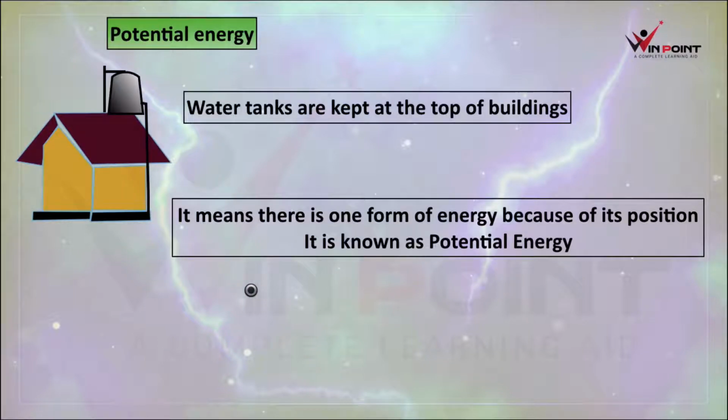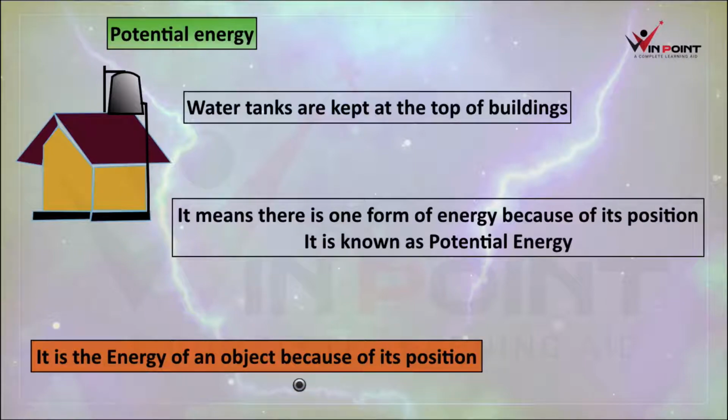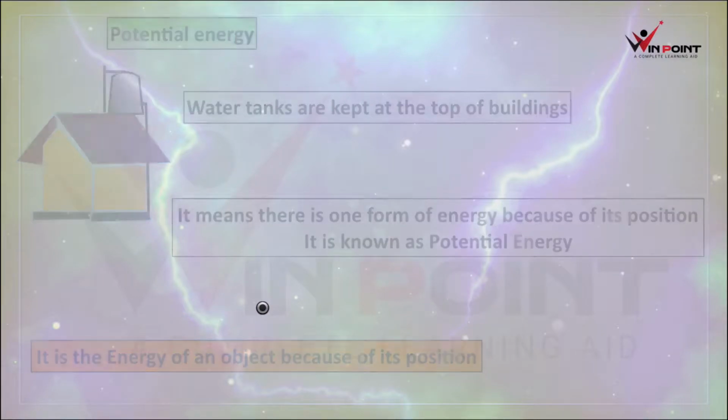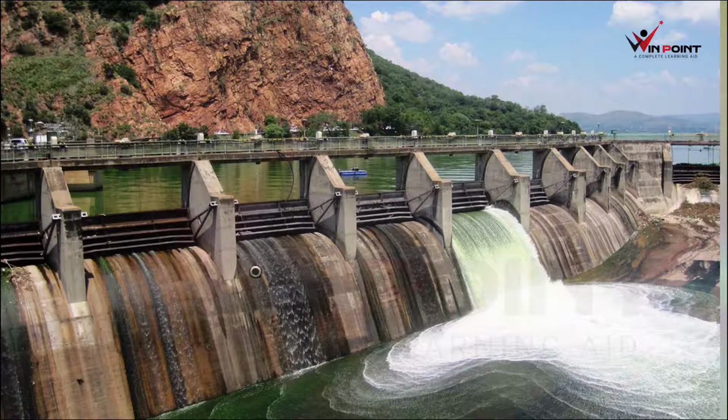So what is potential energy? Energy of an object, here it is water, energy of water because of its position. Energy of an object because of its position is known as potential energy. It is one type of potential energy. There is another type of potential energy because of strain. Here also, the dams are always at a higher altitude, because at a higher altitude there will be some energy for this water because of its height, because of the position.